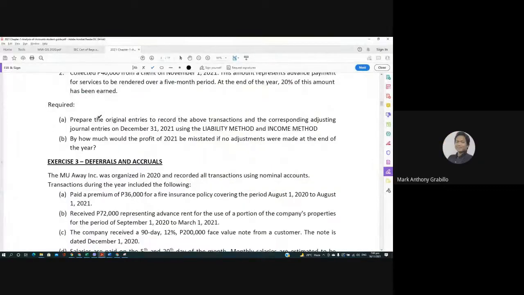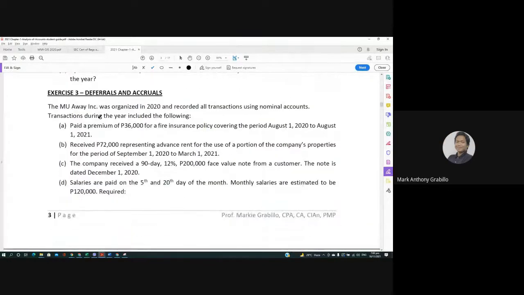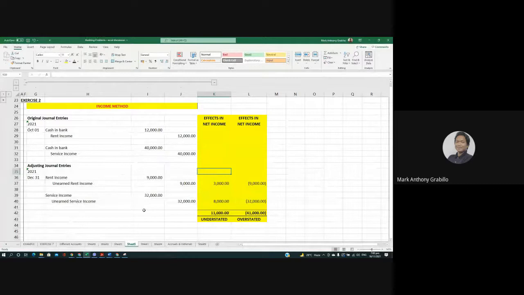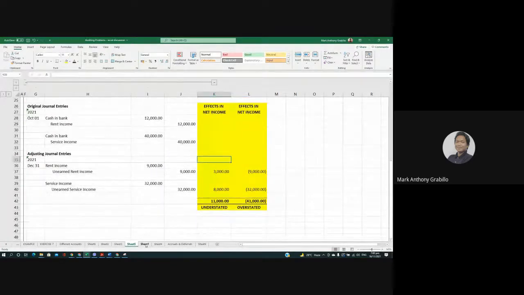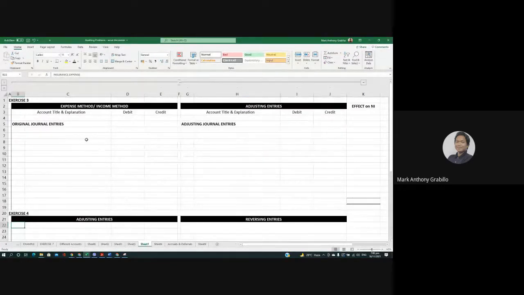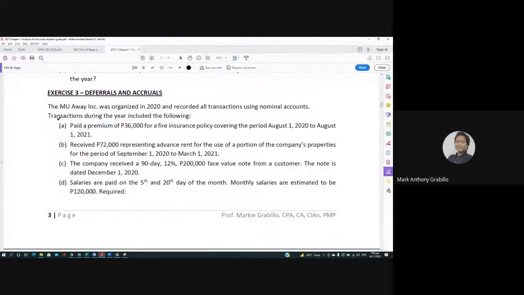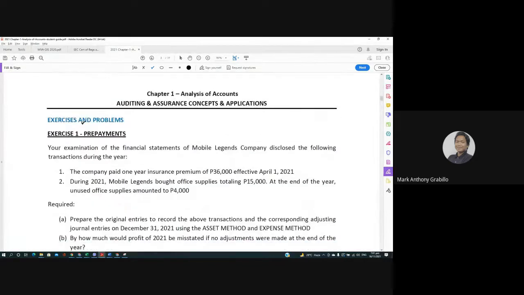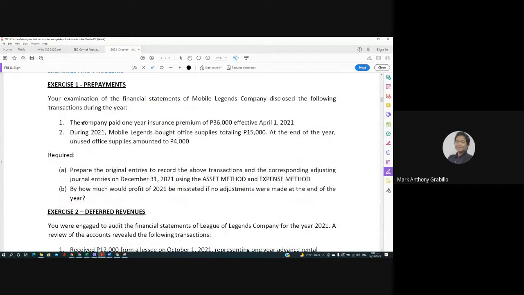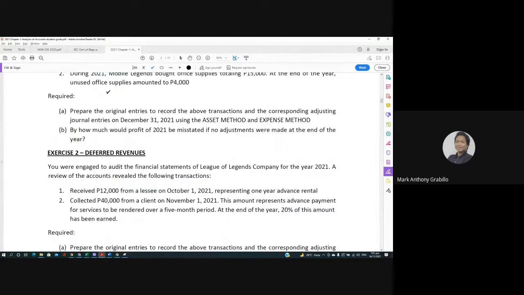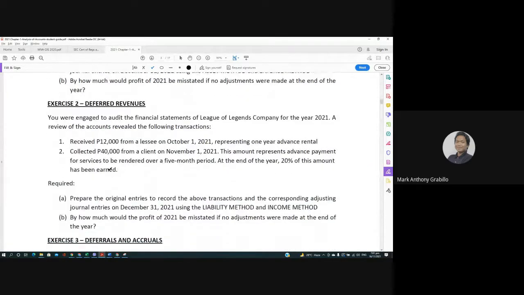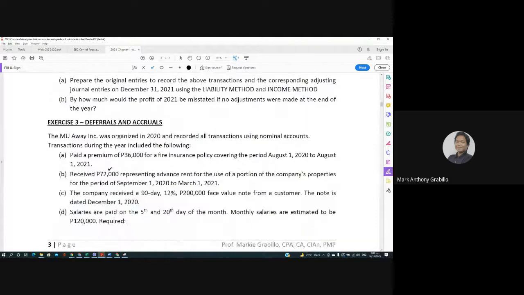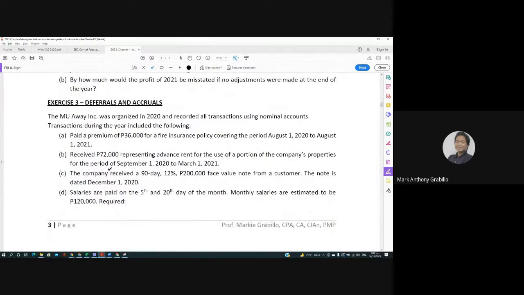So let's move to exercise 3. So let's try exercise 3 naman. So sa exercise 3, ganun pa din. We will do the following, pero combination na to kasi kanina pinaghiwalay yung accruals and deferrals. Ito, deferrals, deferred expense naman dito. Sa baba, deferred revenues. Ito naman, deferrals and accruals. So let's try to read.